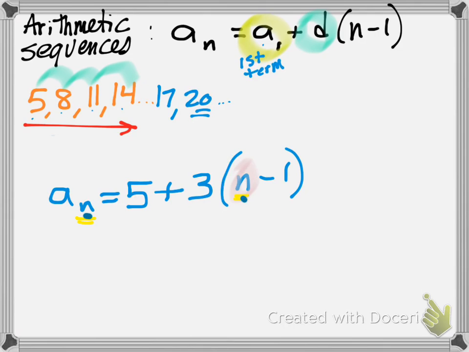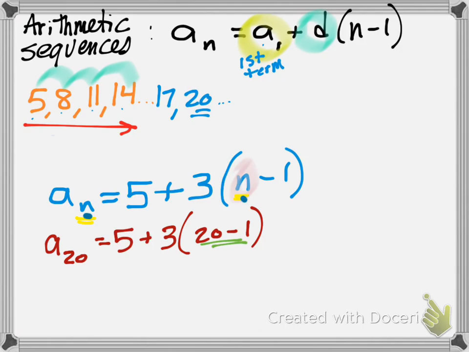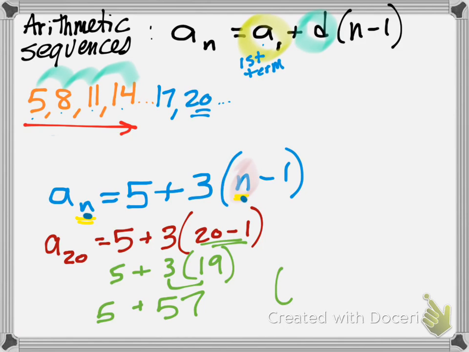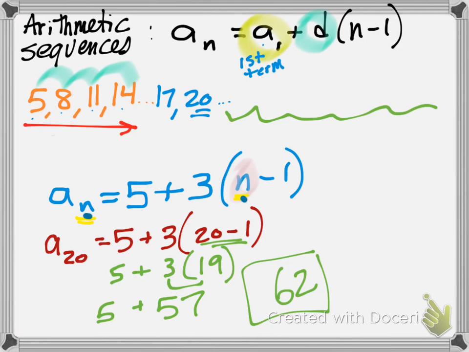So let's try it. Let's plug in 20 and see what happens. So we have a sub 20 equals 5 plus 3 times (20 minus 1). And then from there, it looks like I just have a bunch of calculations to do. Order of operations tells me that 20 minus 1 is 19. Do that first. I multiply 19 by 3, that's 57. Then I add 5, and I would get 62. So if I were to continue this on and keep adding 3, I would get to 62.